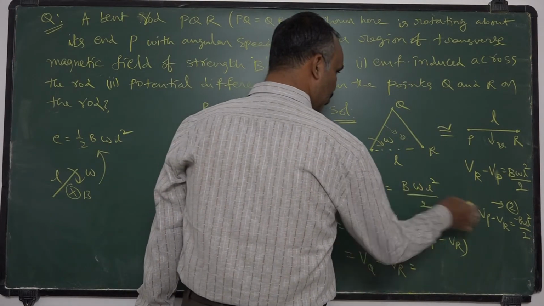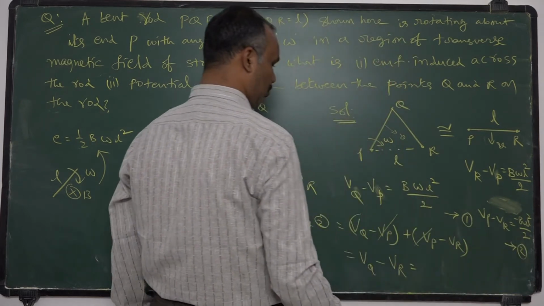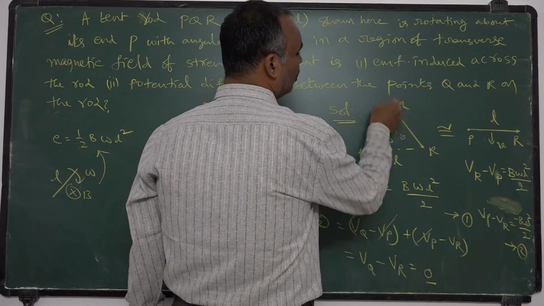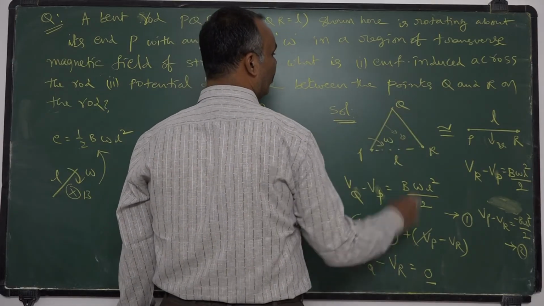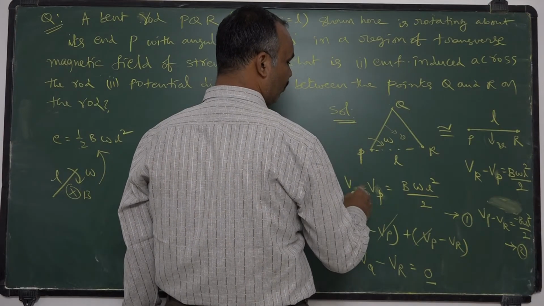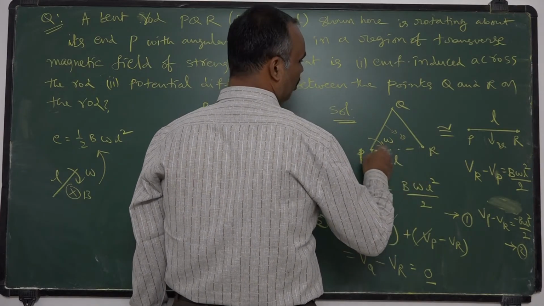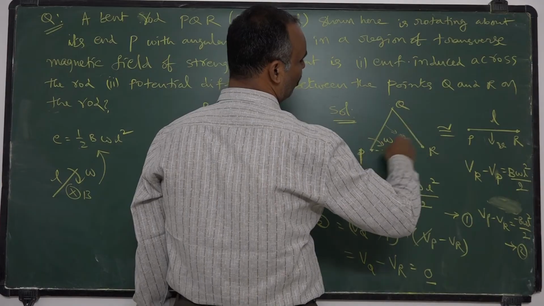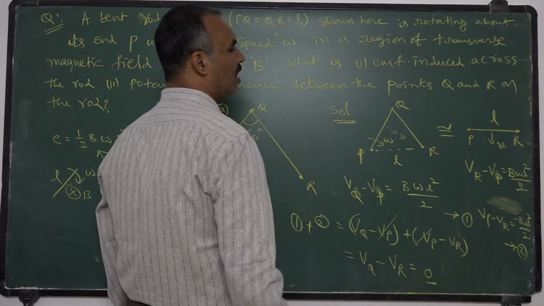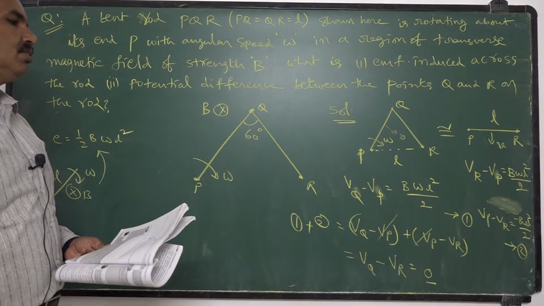So by adding these two, this you consider as equation number 2. By adding these two, you will get 0. That means no EMF is developed between Q and R. EMF will be developed between P and Q only as Vq minus Vp. Otherwise, if you consider the irregular shaped rod with the effective length, then Vp minus Vr is given by minus B omega L square by 2.